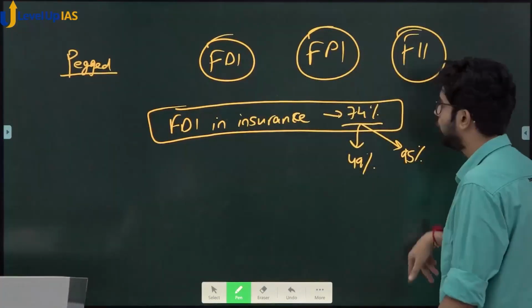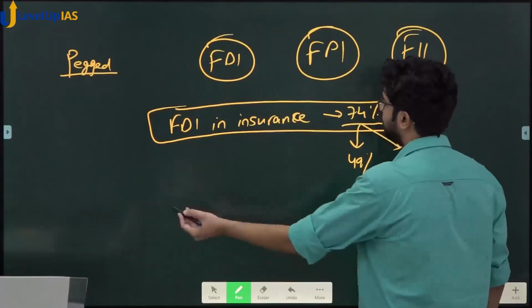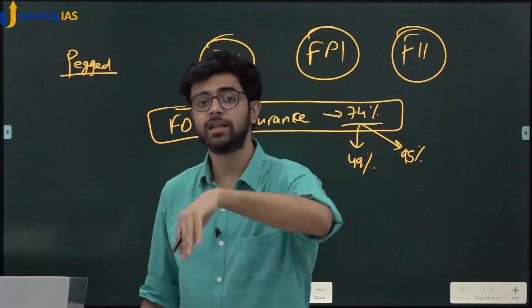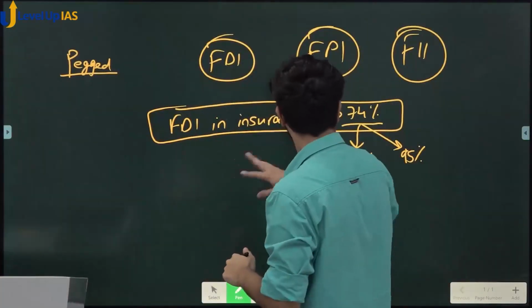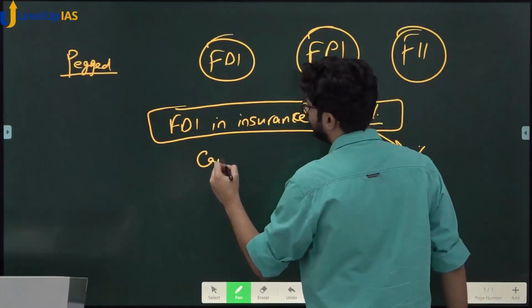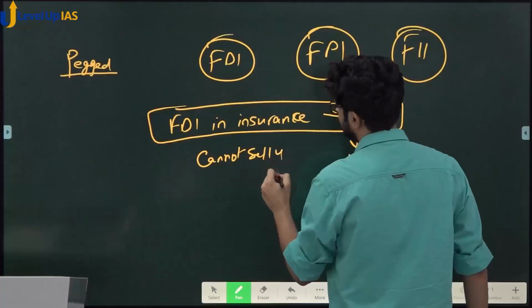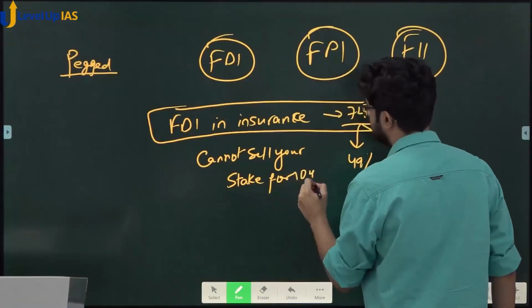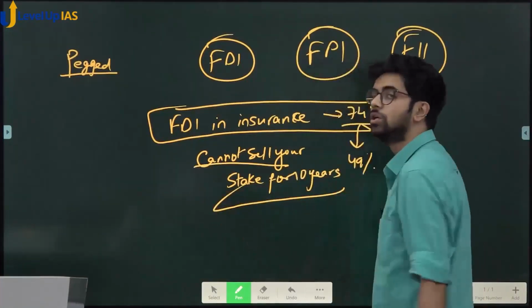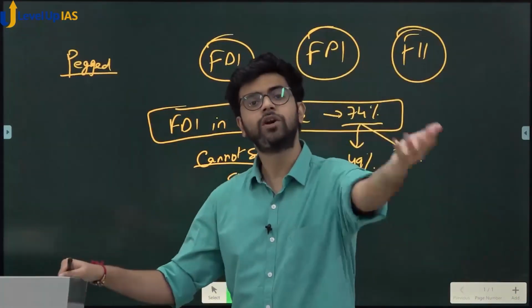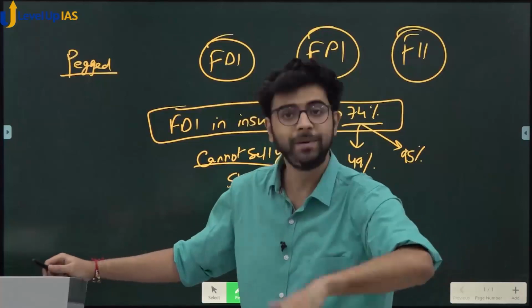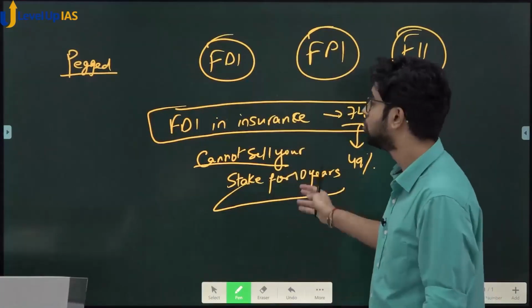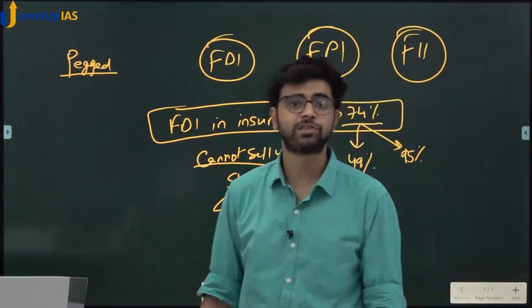Now this was the inflow example. What is the outflow example? Let's say the policy is that once you do an FDI in the insurance sector, let's say in the Indian insurance sector, you cannot withdraw or sell your stake for, let's say, 10 years. What is the meaning of this? You cannot take your money away from India for 10 years. You cannot pull out from this insurance company for 10 years, right? So this is a type of restriction on withdrawal, a restriction on FDI outflow.